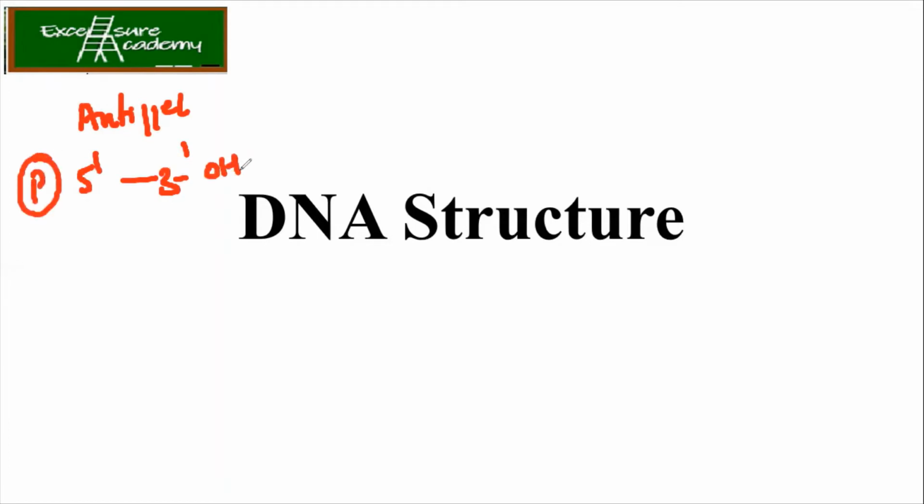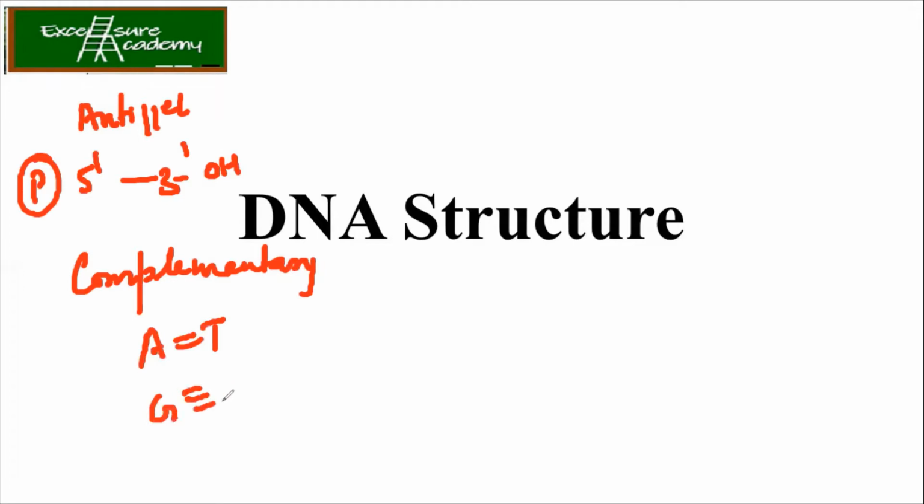Before we start, let us see what all we know about the DNA structure. We know that it is antiparallel, right? Then what? It runs from 5' to 3'. You have got the phosphate group over here and OH group over here, right? Then it is complementary. It has got complementary strands, right? Then we have got AT and GC base pairing. Then what else about DNA structure?